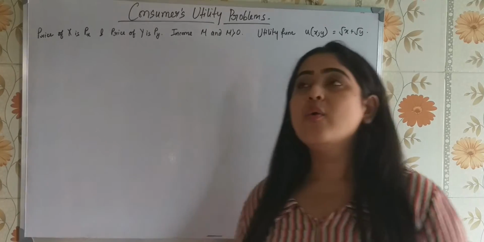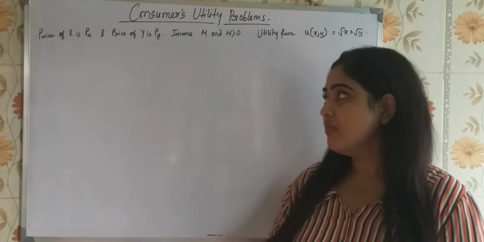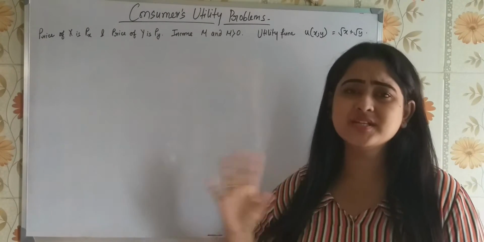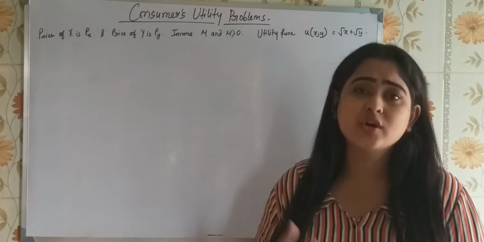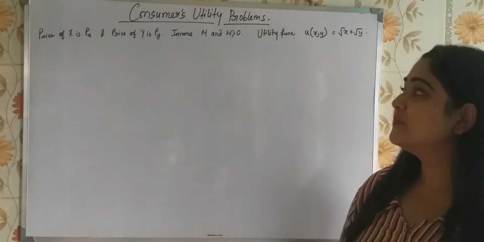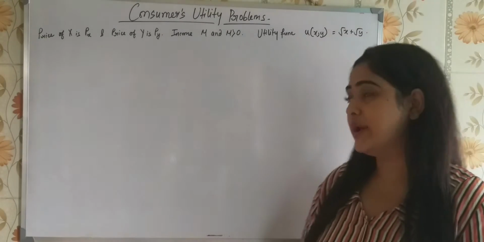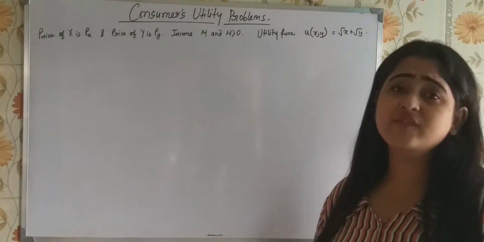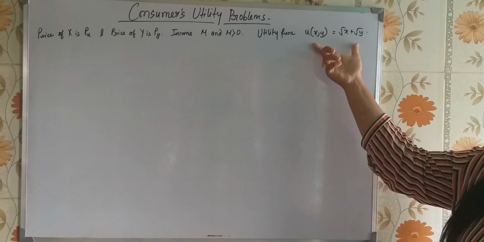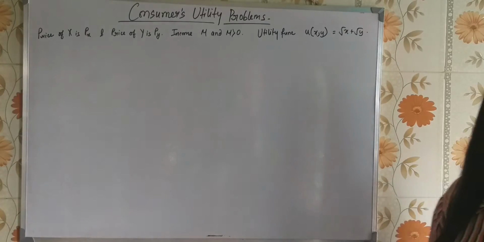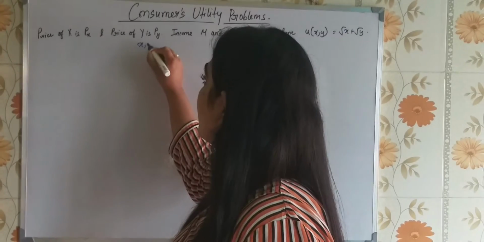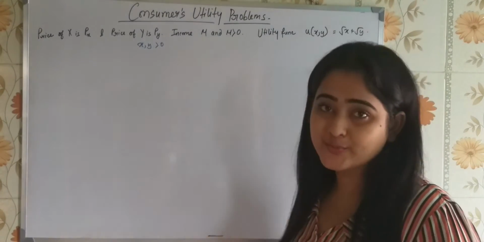Okay. So now what are the things that are given to you? First of all, we are going to start with a simple problem, so that you get a clear idea of how we are going to approach this kind of problem. Suppose the price of X is given as Px and the price of Y commodity is given as Py. Income of the consumer is M, which is definitely greater than 0, and the utility function is given as U of X and Y, equal to root of X plus root of Y. Remember one thing, both X and Y are greater than 0. Got it?